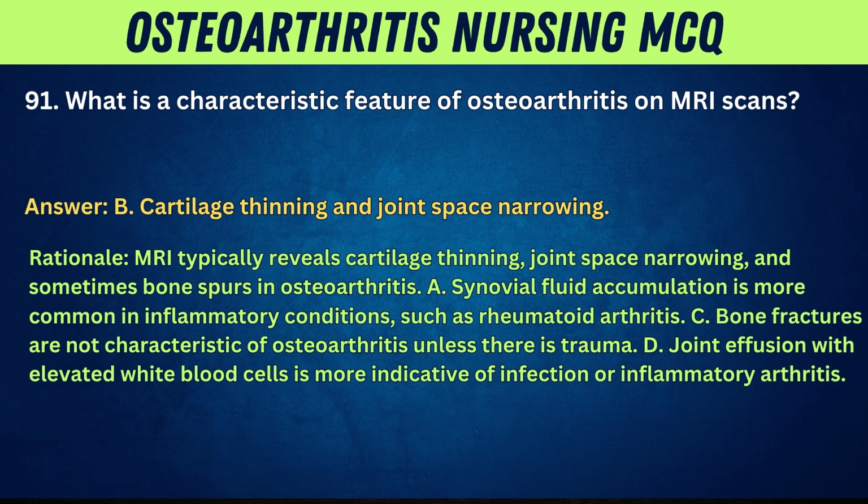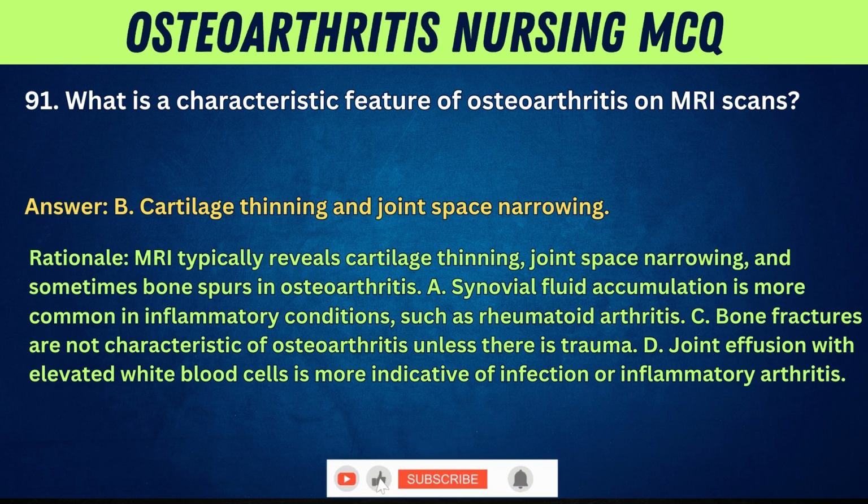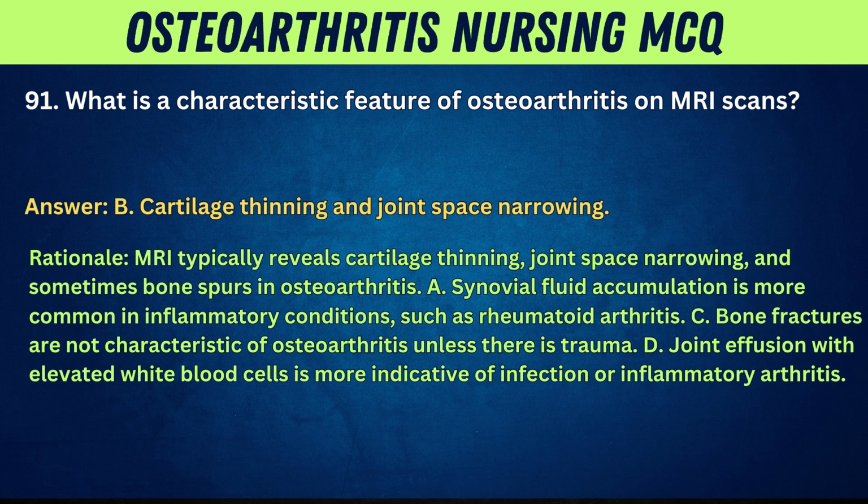A. Synovial fluid accumulation is more common in inflammatory conditions, such as rheumatoid arthritis. C. Bone fractures are not characteristic of osteoarthritis unless there is trauma. D. Joint effusion with elevated white blood cells is more indicative of infection or inflammatory arthritis.